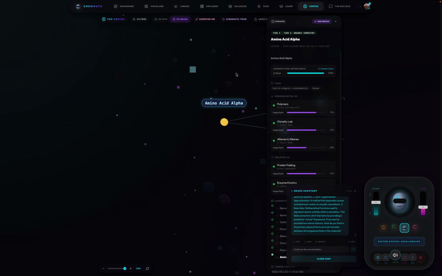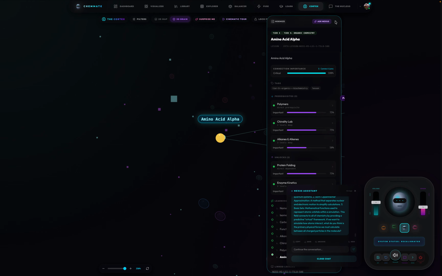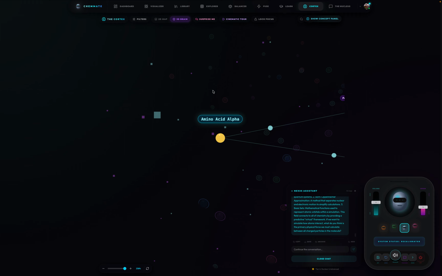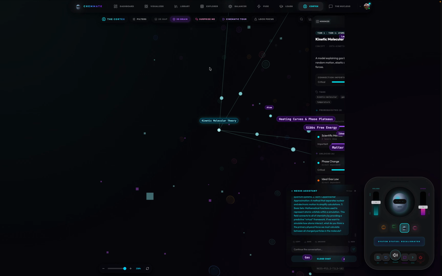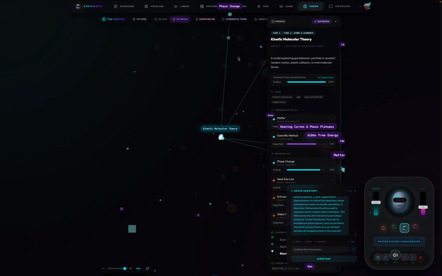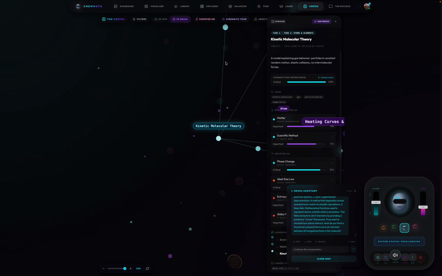This field connects to all of chemistry by providing a predictive, virtual framework. If we want to simulate how atoms interact, what do you think is the primary physical force we must calculate between all charged particles in the molecule?